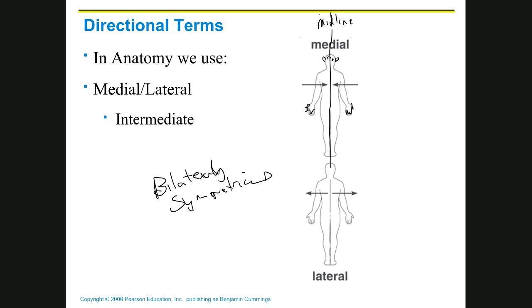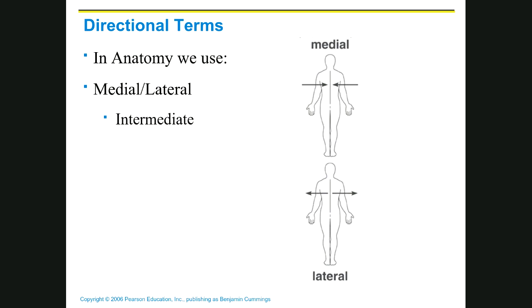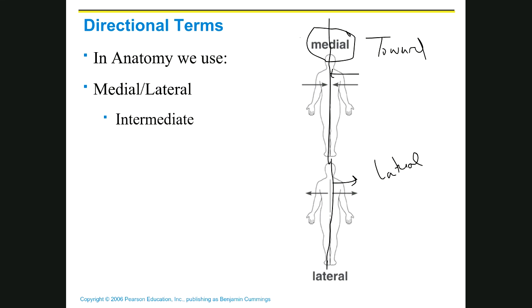Even if you think about the nose and the mouth, half of it's on one side, half of it's on the other. Nipple here, nipple here. We're bilaterally symmetrical. So since we're bilaterally symmetrical, we have this midline. So I can use this midline as a directional point. I can move toward the midline, or I can move away from the midline. If you move toward it, it's called medial, toward the midline. If I move away from it, it's called lateral, away from the midline.